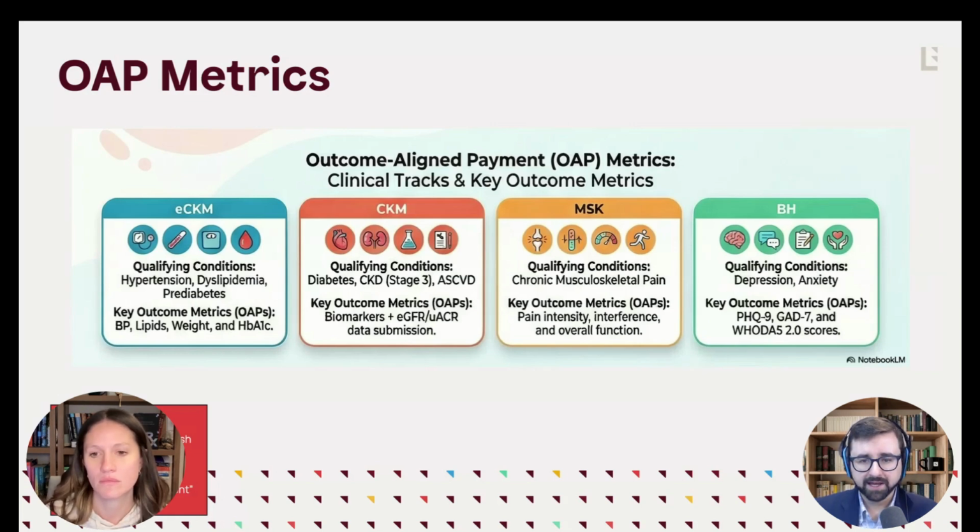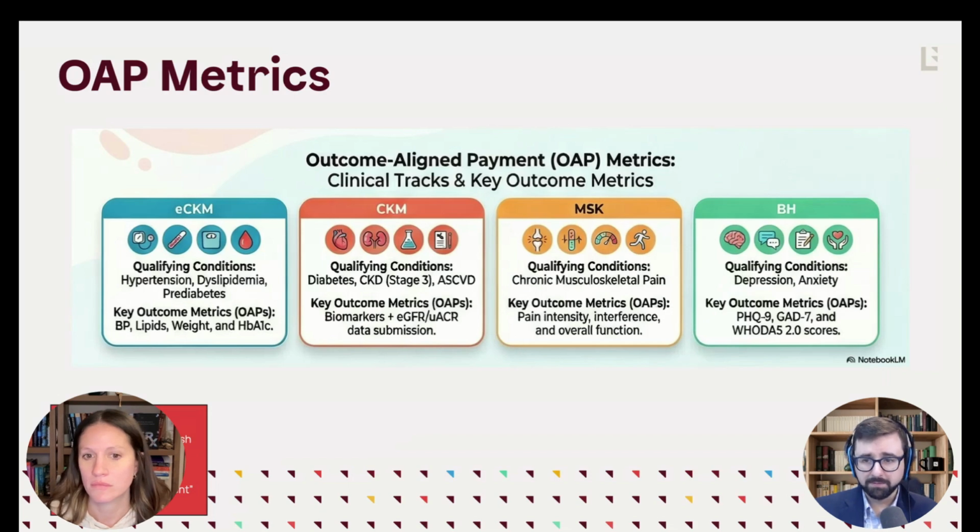And so if you're looking at the CKM, for example, they're going to be looking at biomarkers. I mentioned A1C as an example. If you're looking at MSK or behavioral health, they're going to be looking at standardized measures of functional improvement for patients, or maintenance of improvement in regain of function or behavioral health for those conditions. So Medicare has yet to establish the thresholds specifically. What I will say is that the measure specifications for these measures exist in some format.